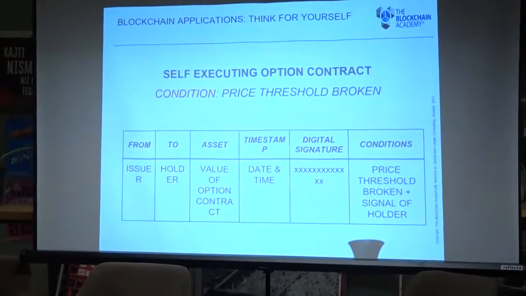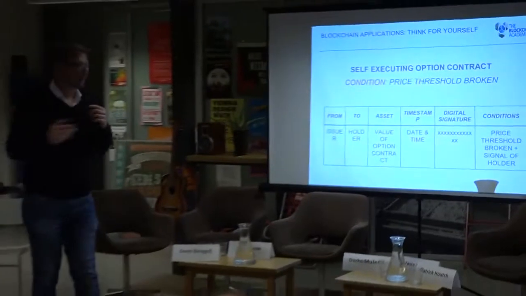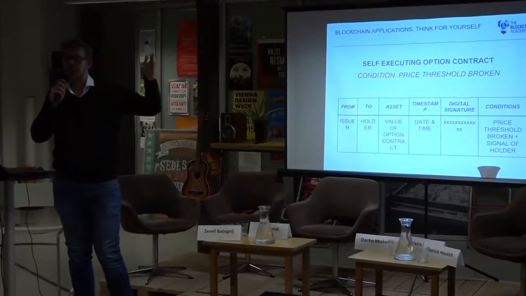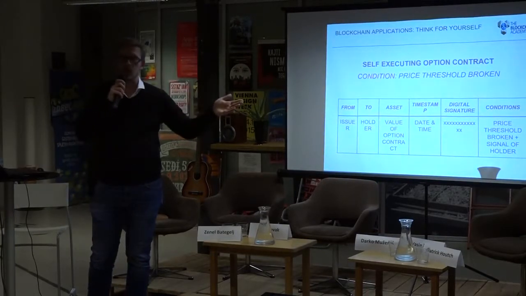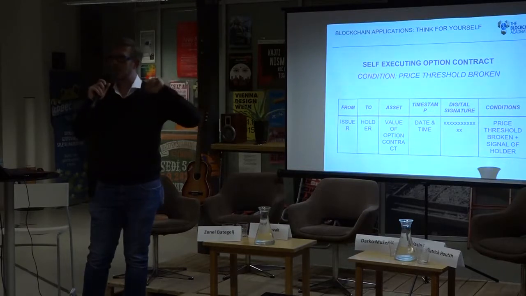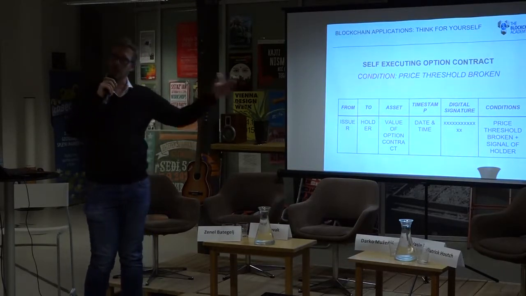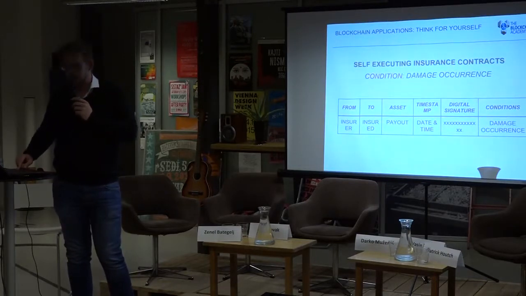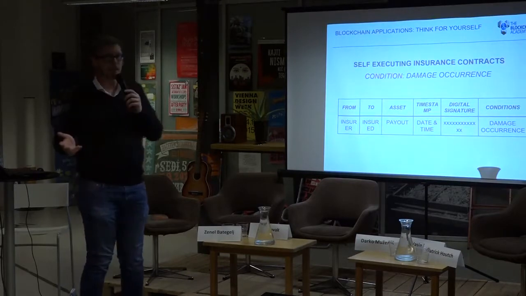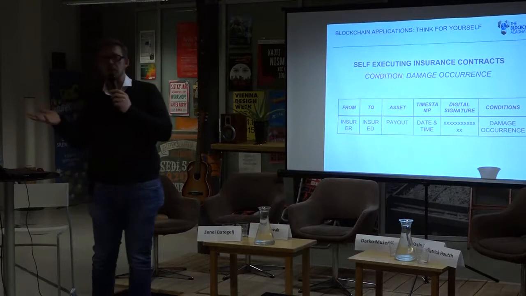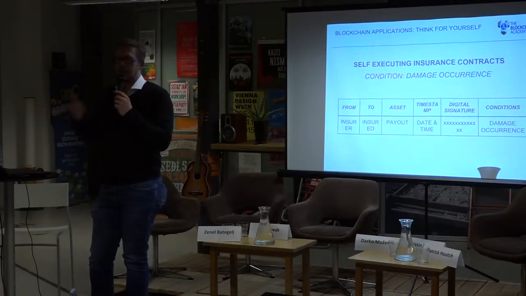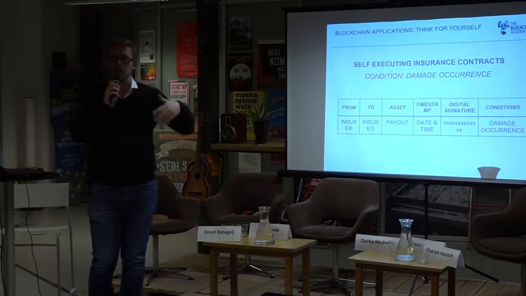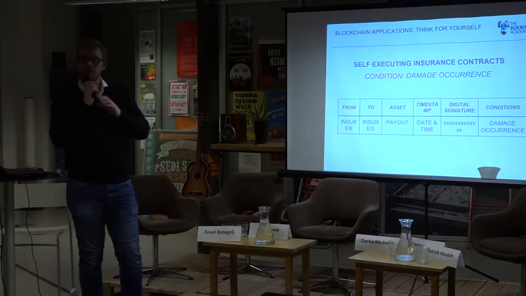We could imagine a self-executing option contract. Okay? So the conditions would be like a certain price threshold is broken, and the second condition is like, okay, the option owner declares he wants to exercise the option. Well, if the contract detects that these two conditions are met, well, the contract and the transaction auto-executes. Self-executing insurance contract. Some kind of officially an online verifiable and available damage occurrence has happened, and that could be the trigger in a smart contract for the payment of a certain payout to the person that is insured.